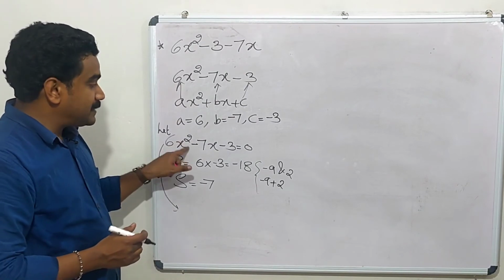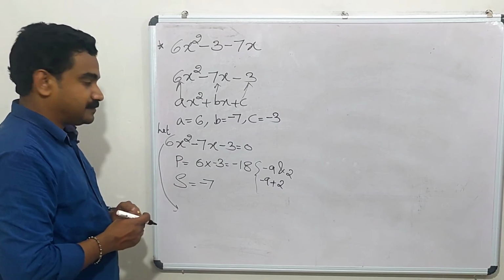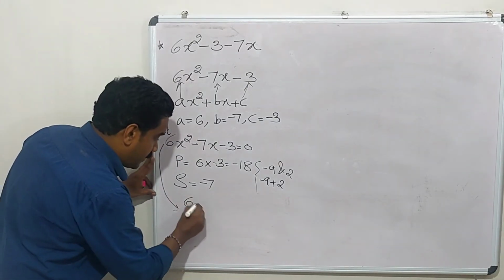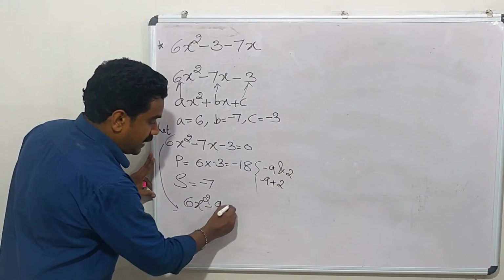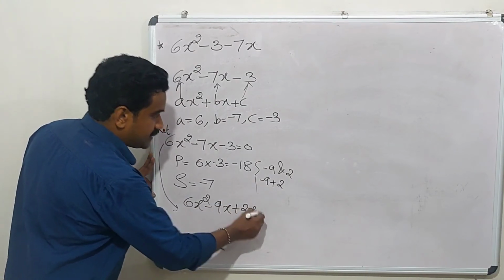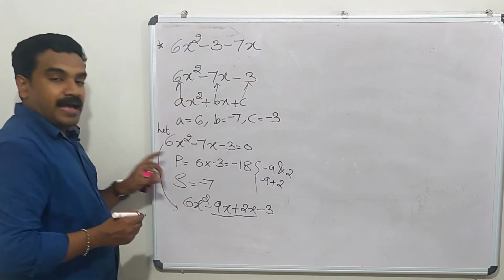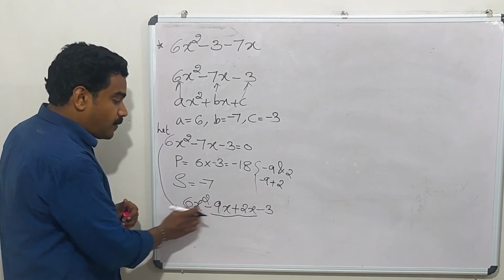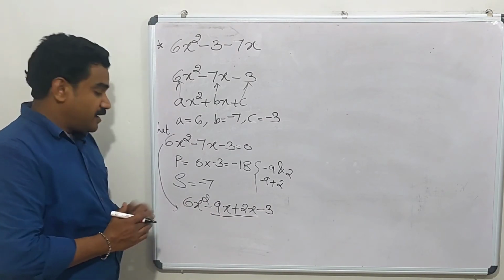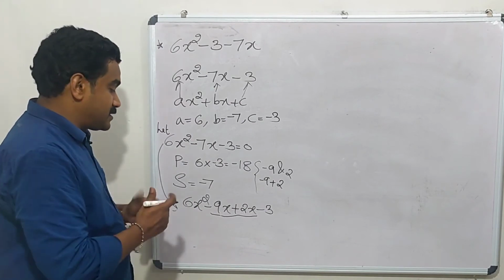So we can split the middle term 6x square minus 7x minus 3 as 6x square, this minus 7x you can write as minus 9x plus 2x, then this minus 3. So we split the middle term minus 7x as minus 9x plus 2x. What is common in the first and second terms, 6x square and 9x? What is the common?